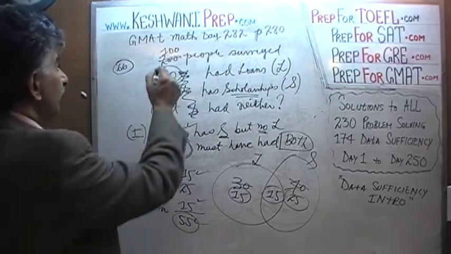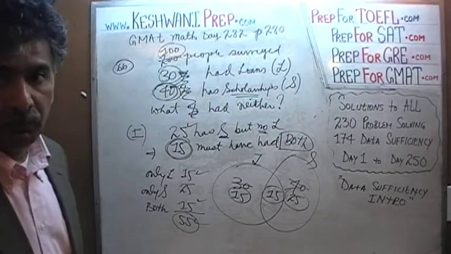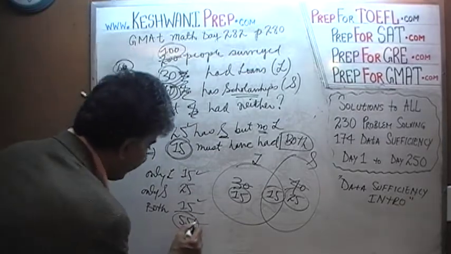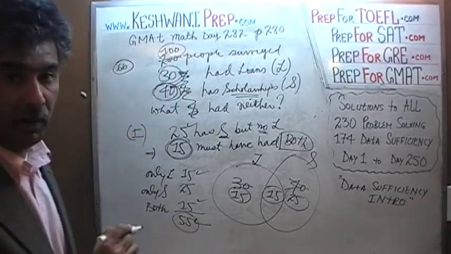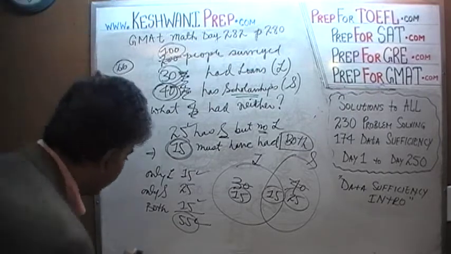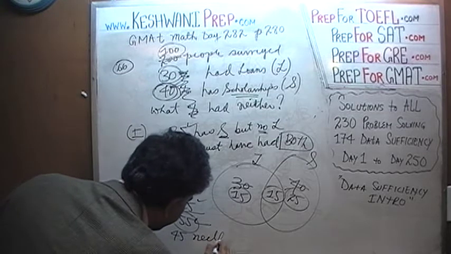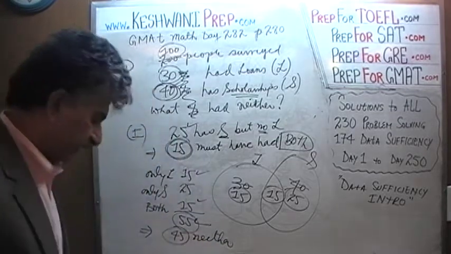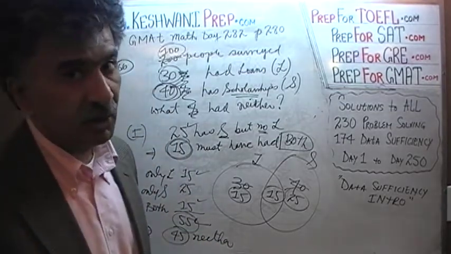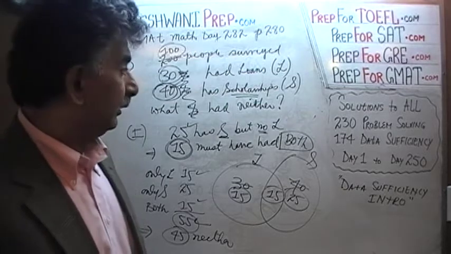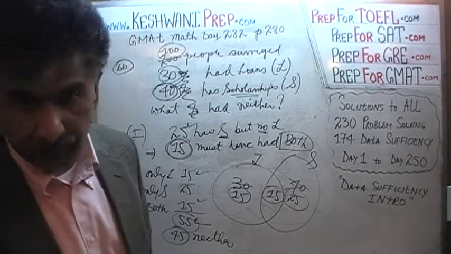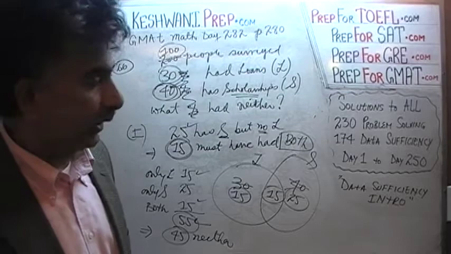But we are told that 100 people were surveyed. Well, if 100 people were surveyed and 55 people fall in the category where they had one or the other or both, then that implies there must have been 45 people who had neither the scholarship nor loans. First statement does the job quite nicely.